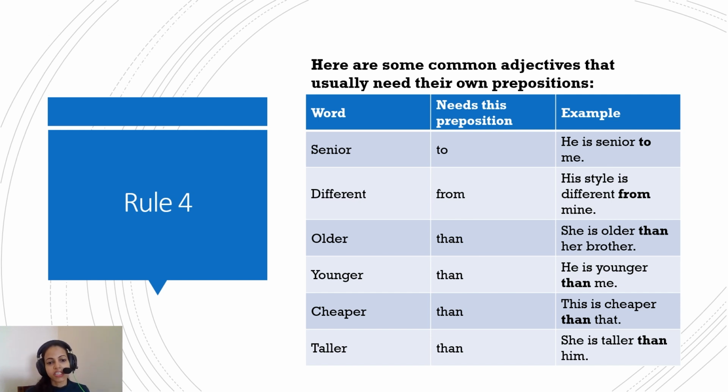So, if senior and junior are there, then one single to is fine for both. But if senior and different are there in one statement, then senior to and different from. If different and older are the two adjectives being used, then one single from will not be right for both, but different and senior, or older and senior, would need their own separate prepositions. I hope it's simple enough.